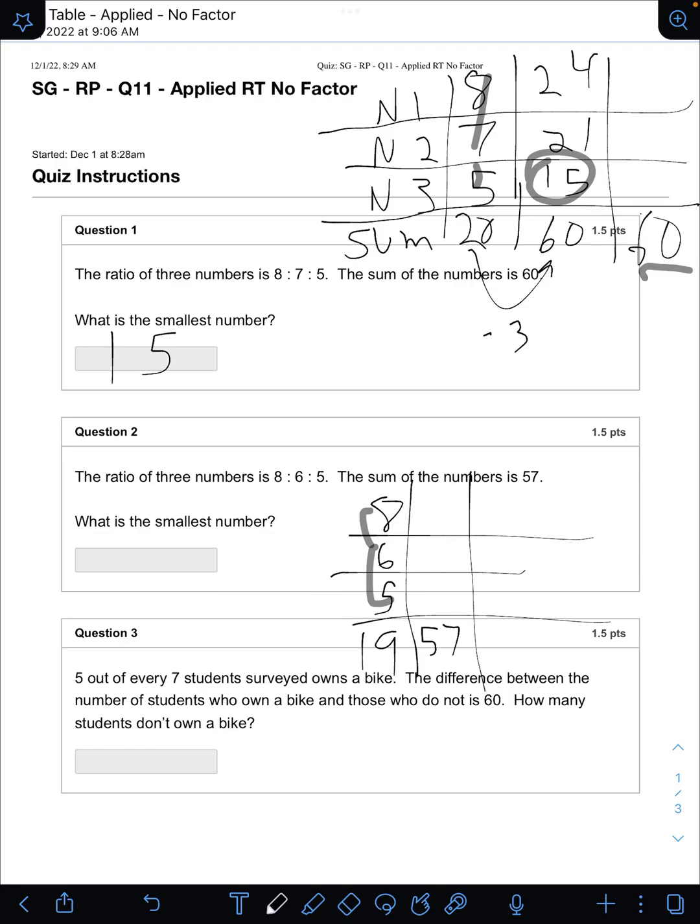I don't know. So 2 19s are what, 38? I'm close. What if I add another 19 to it? That's a 7. Ooh, 57, perfect. So that would be 3 19s. So if I multiply all these by 3, I get 24, I get 18, and I get 15. So, smallest number again here is 15. Not too shabby.